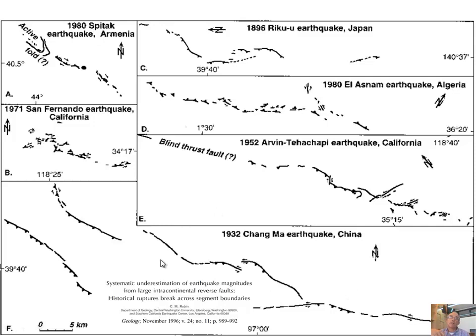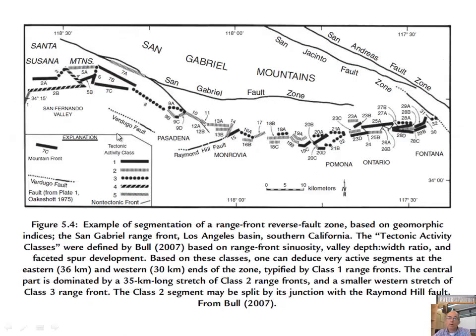So in a way, you could say the segmentation I've talked about before applies better for normal faults and strike slip, and reverse faults almost follow their own rules. So I know we have our mountain front activity class guys here. Here's an example of mountain front segmentation using geomorphic indices from Bull. He's one of the gurus of this.